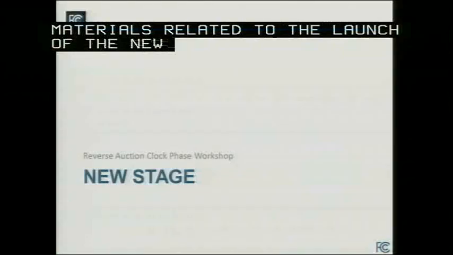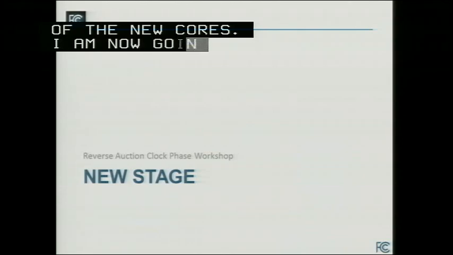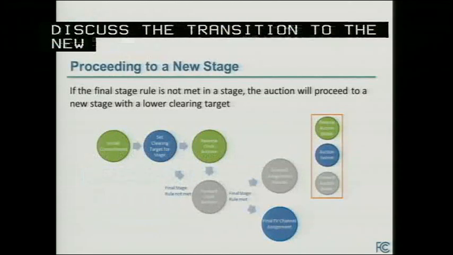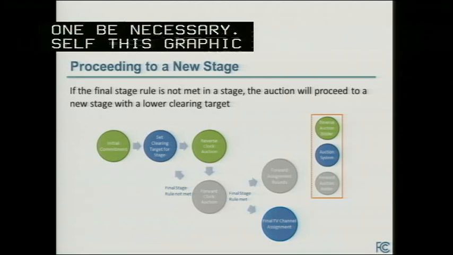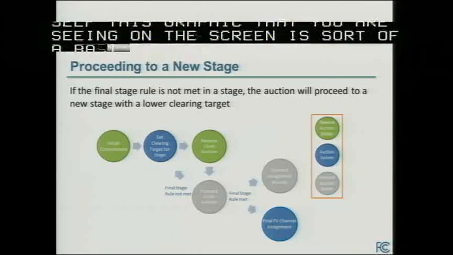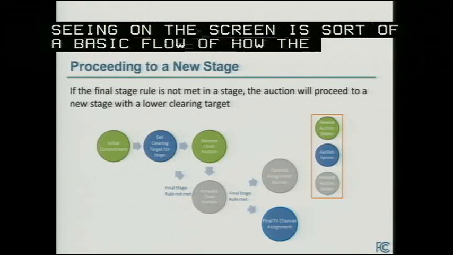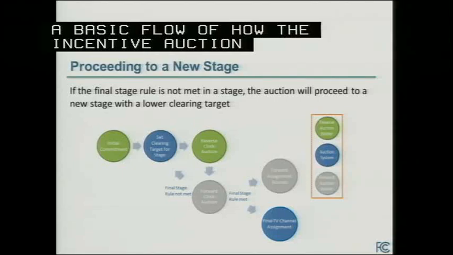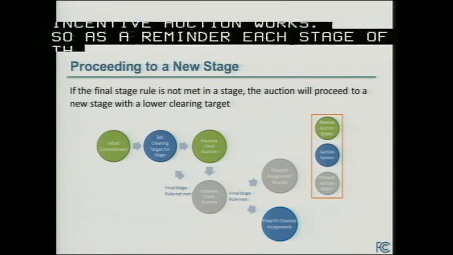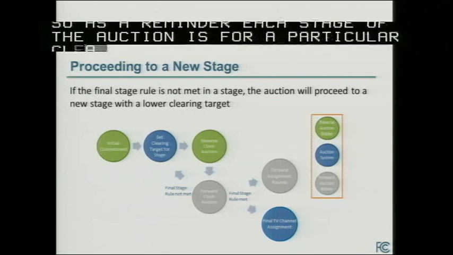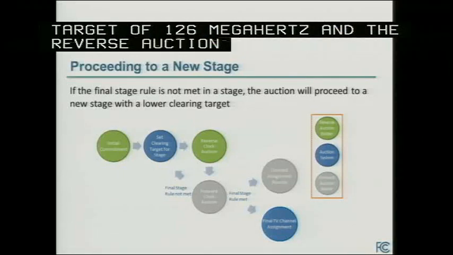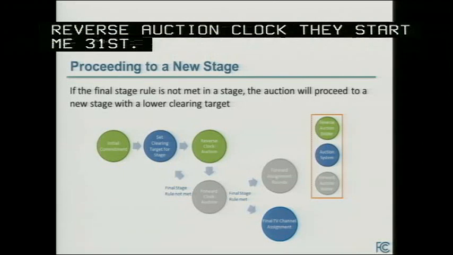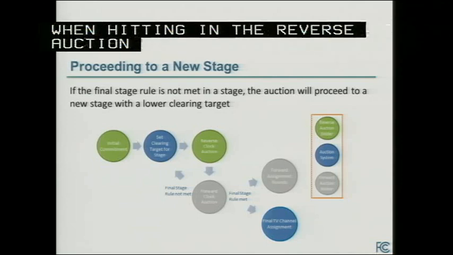I'm now going to briefly discuss the transition to a new stage of the auction, should one be necessary. So this graphic that you're seeing on the screen is a basic flow of how the incentive auction works. As a reminder, each stage of the auction is for a particular clearing target. This first stage is a clearing target of 126 megahertz. The reverse auction clock phase starts May 31st. When bidding in the reverse auction clock phase concludes, the forward auction for stage 1 will start.